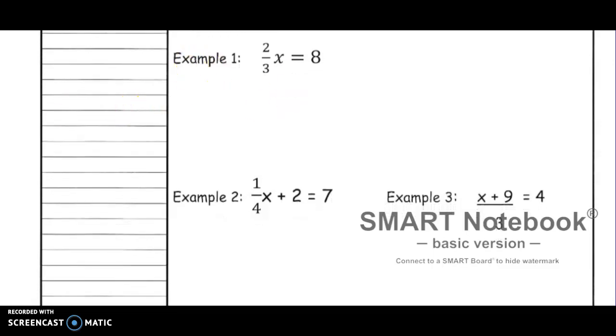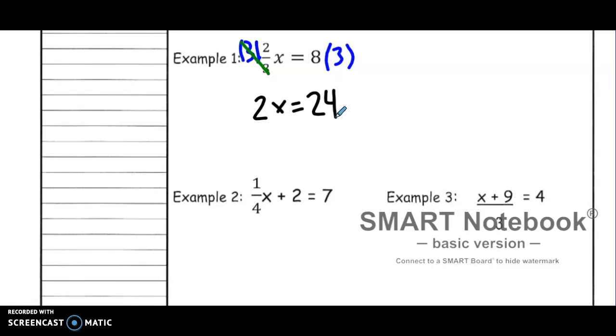With this first example, we're going to get rid of the fraction by multiplying by the denominator. So I'm going to multiply both sides by that denominator of 3. The reason we want to do that is because 3 over 3 will cancel. Then what we still have is 2x, and on this side, 8 times 3 is 24. So multiplying by the denominator allows you to cancel on the left side.